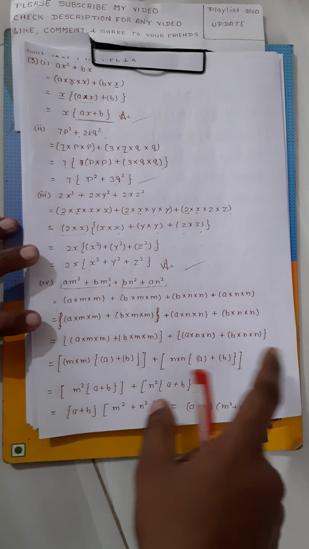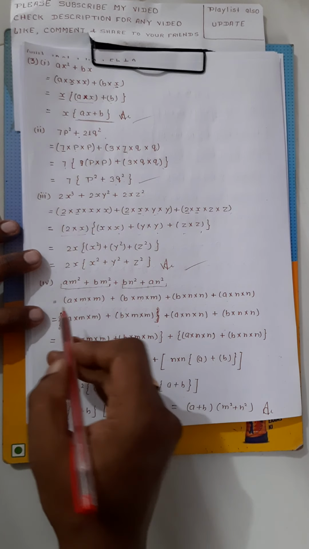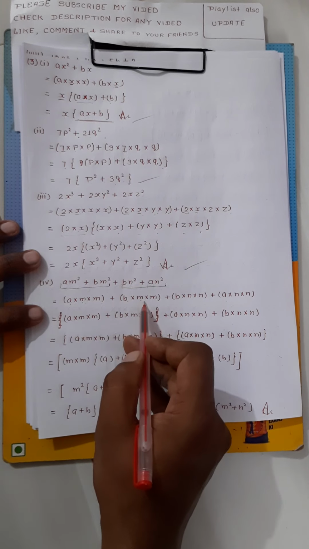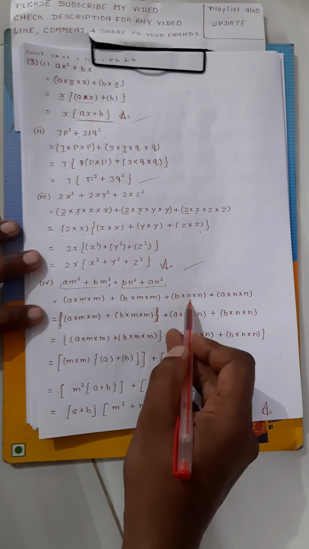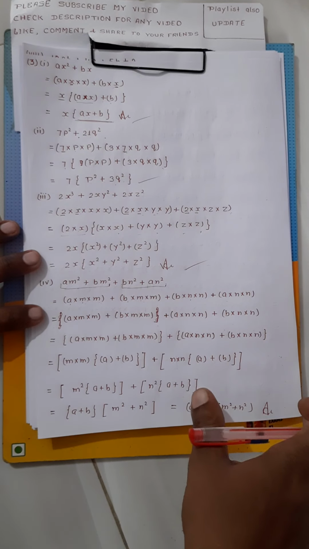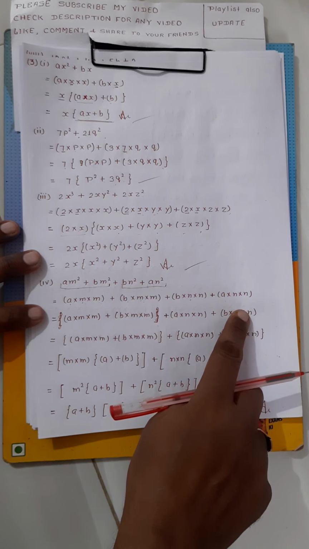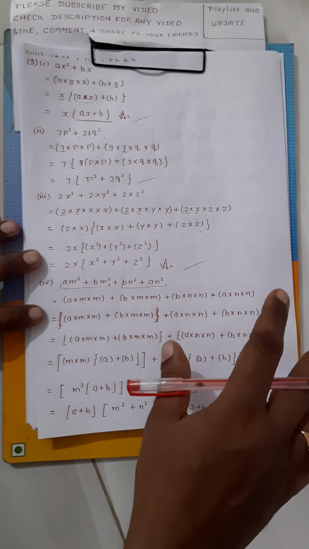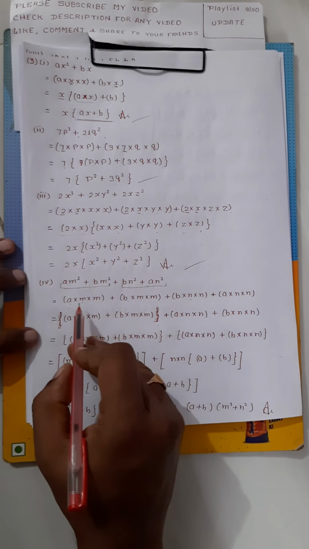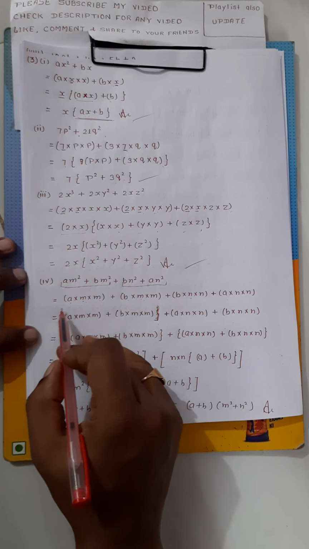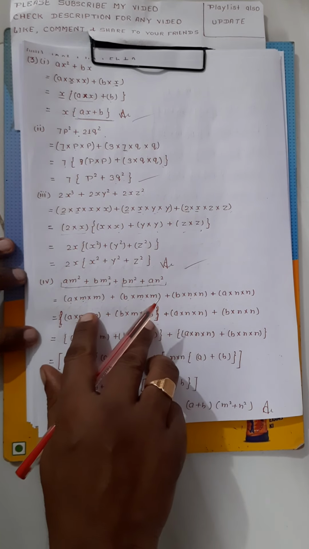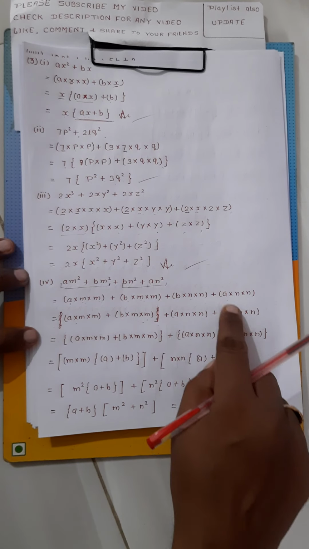For the common factor, if we check, a is here, a is not here. m is here, but m is not here. For the next m there is no m here. So we cannot take out a common factor, so we will directly start the regrouping. Now we take these terms together, and we will rearrange it.